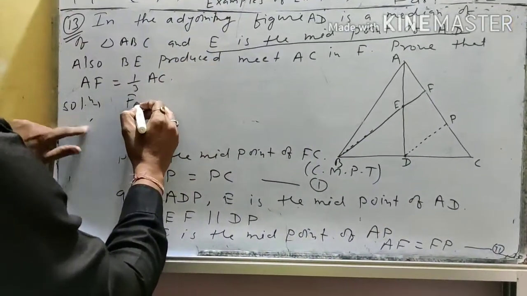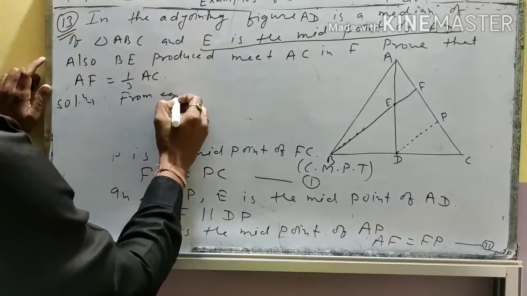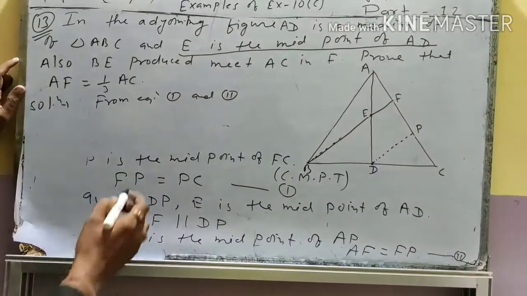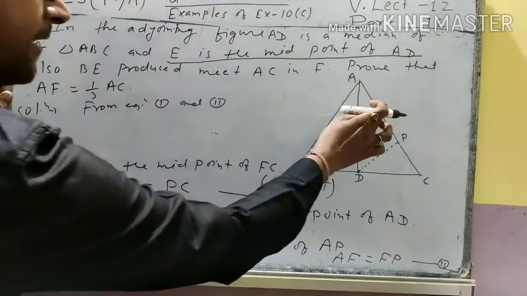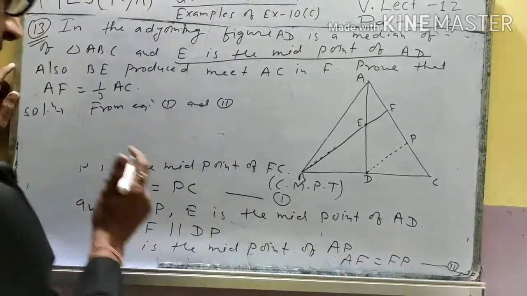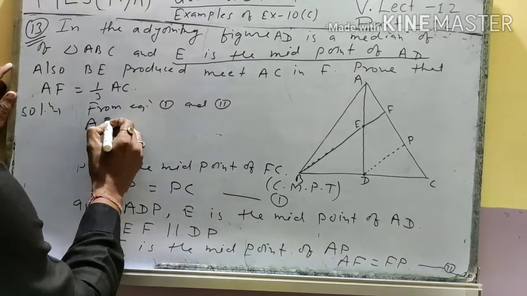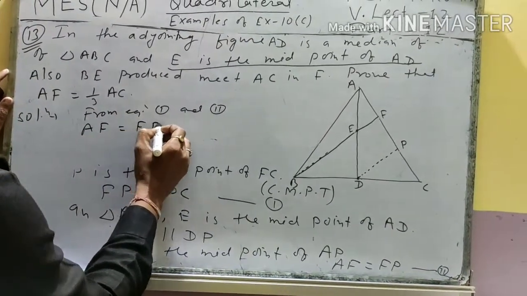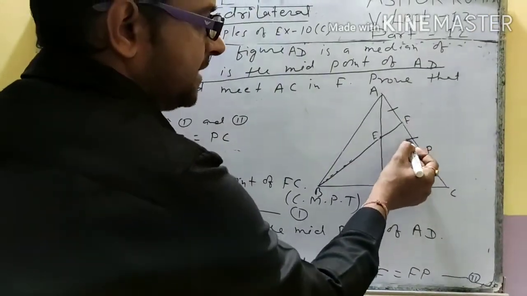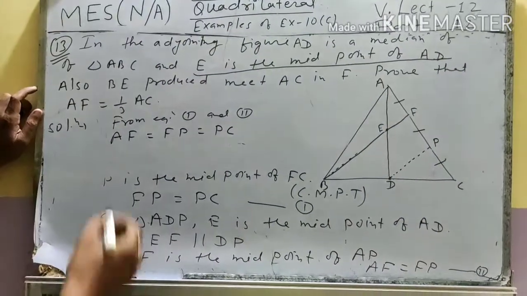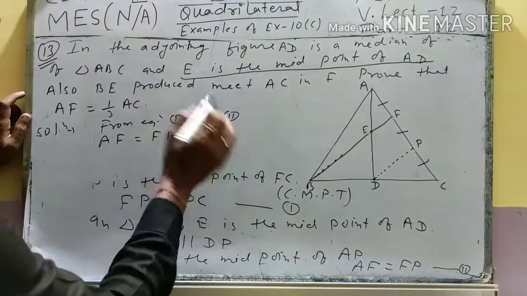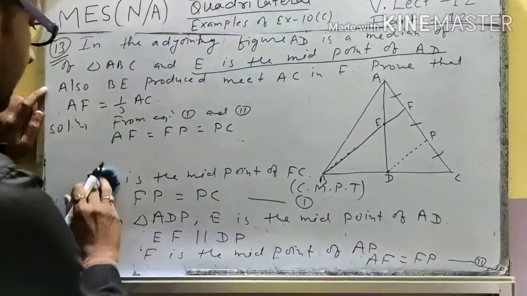So student, from equation 1 and 2, FP is equal to PC and AF is equal to FP. So we can write AF is equal to FP is equal to PC. All three are equal. This side is equal to this side is equal to this side. This is your relation.